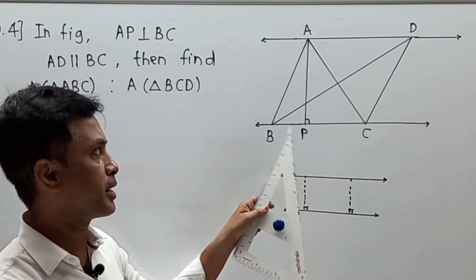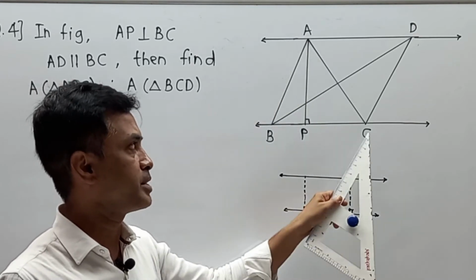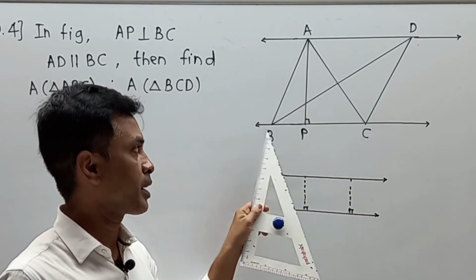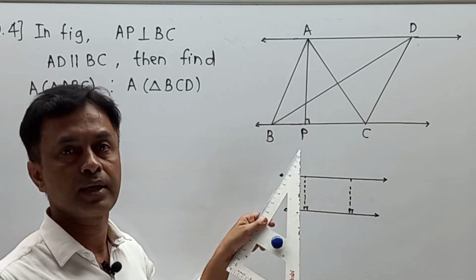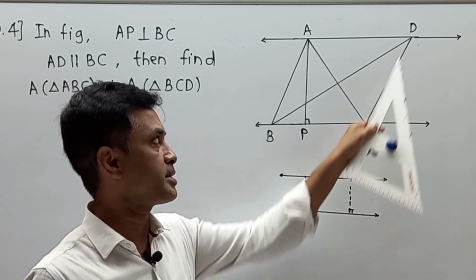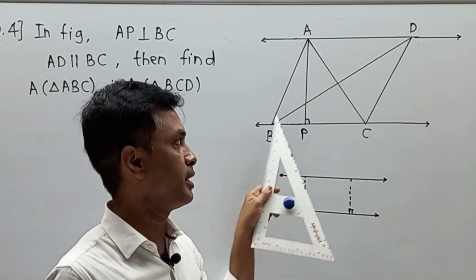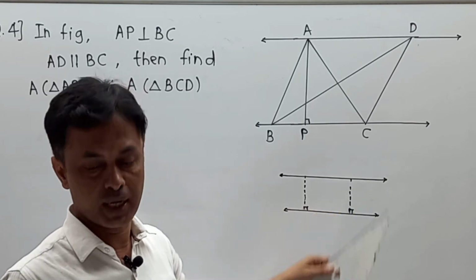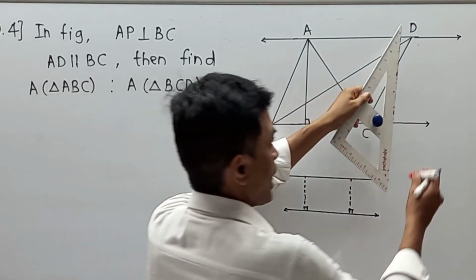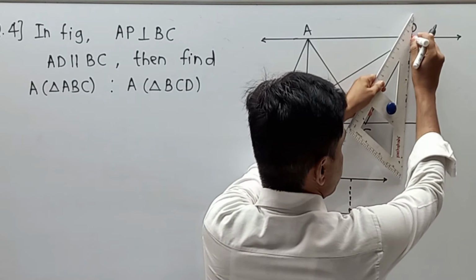And the part is, in triangle ABC, BC is your base and AP becomes your height. Next, in triangle BCD, again BC is your base, but they have not mentioned any special height. If I am going to draw the height, actually the height will be like this.